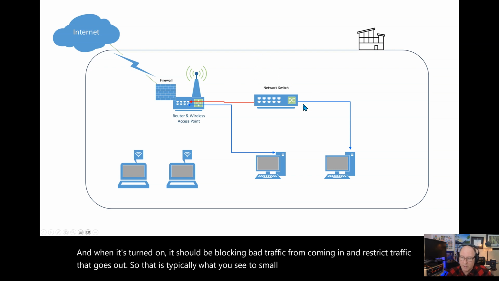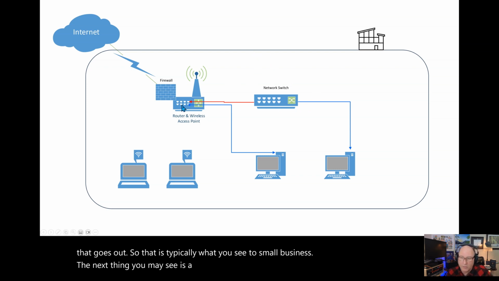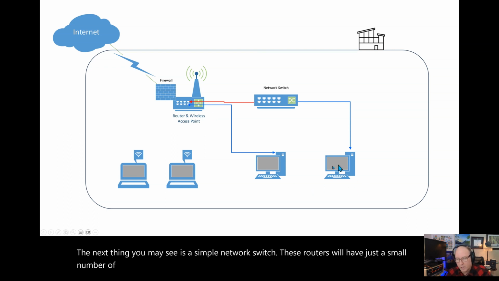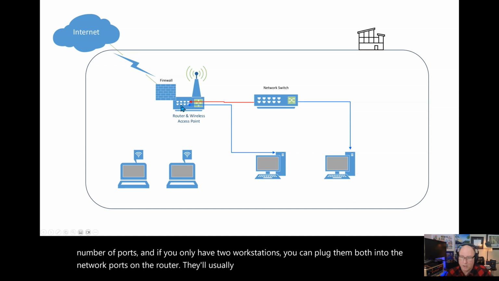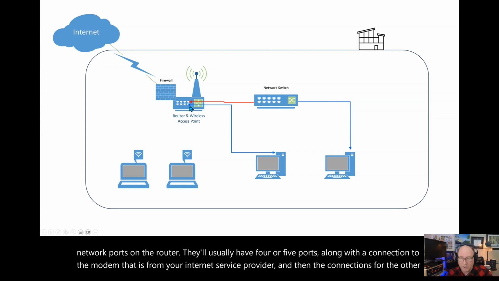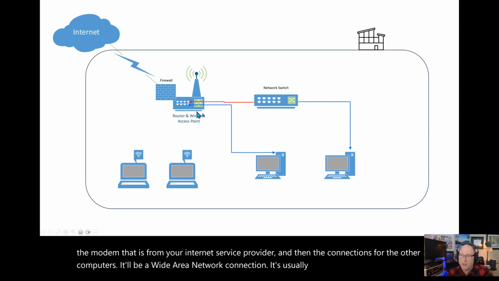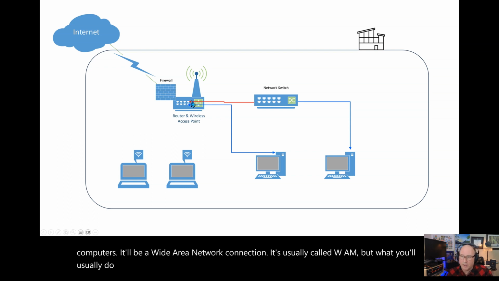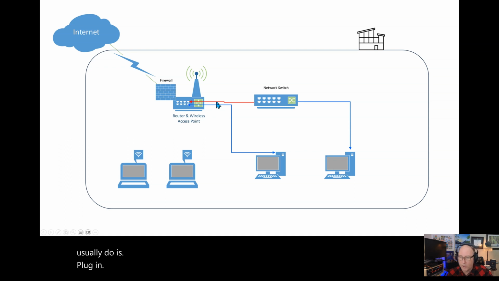The next thing you may see is a simple network switch. These routers will have just a small number of ports. And if you only have 2 workstations, you could plug them both into the network ports on the router. They'll usually have 4 or 5 ports, along with a connection to the modem from your internet service provider, and then the connections for the other computers. It'll be a wide area network connection. It's usually called WAN. But what you'll usually do is plug in a cable. I usually use a different colored cable if you have an option.